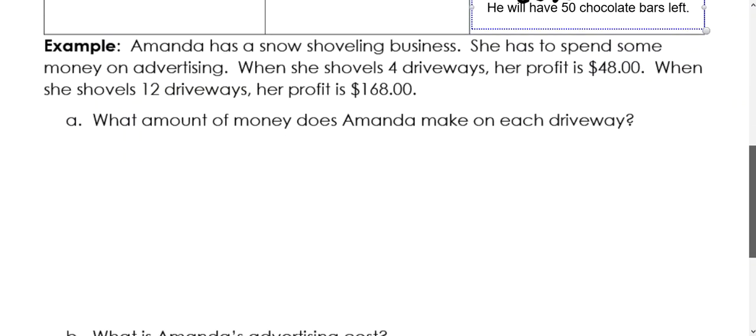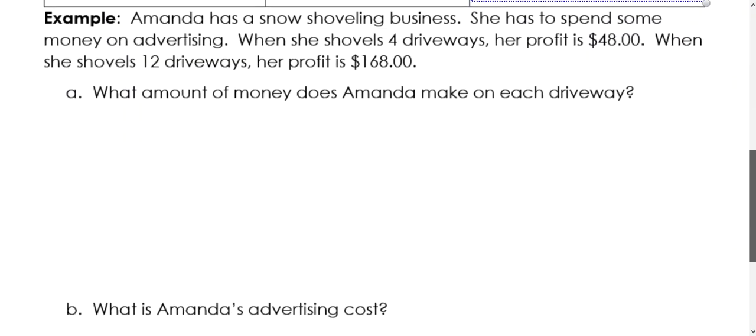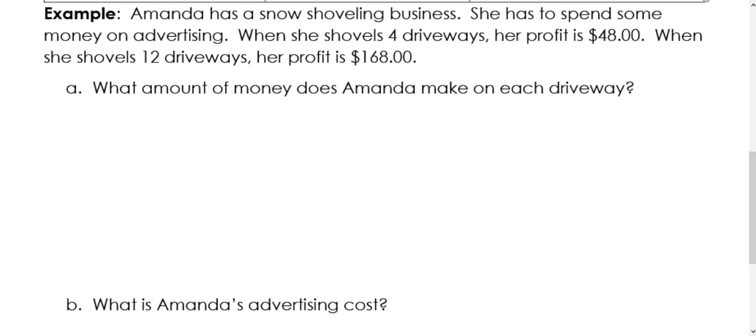Ooh, this is interesting. Amanda has a snow shoveling business. She has to spend some money on advertising. When she shovels 4 driveways, her profit is $480. When she shovels 12 driveways, her profit is $1680. What amount of money does Amanda make on each driveway? So when it says amount of money, all right, one quantity comparing another quantity, we're thinking rate of change.